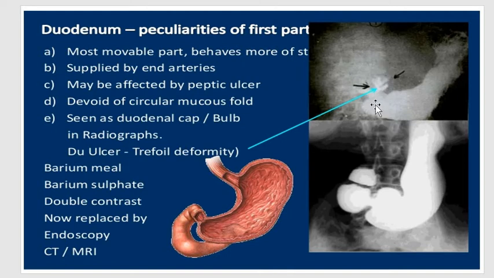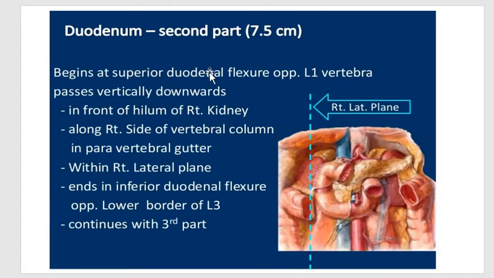So this is only seen in the first part of the duodenum, and moreover this first part of duodenum has an additional supply by end arteries. I'll tell you in the later slides. So these are the important things about the first part of duodenum. Now come to the second part.